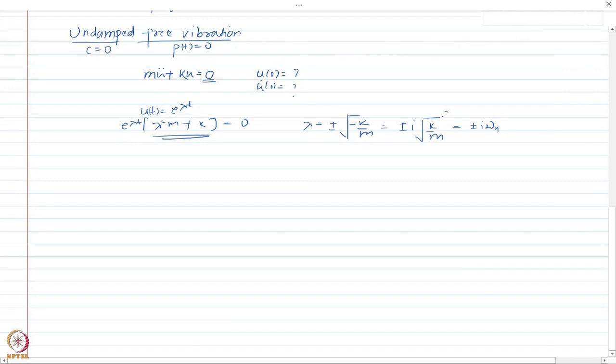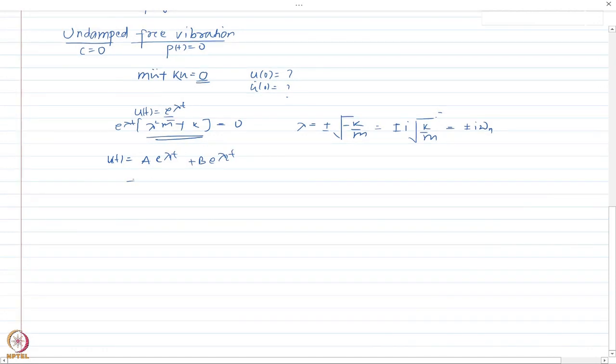We are going to discuss the significance of this omega n and this parameter, but let us first substitute our roots into the original equation, which is u of t. Because it has two roots, I'm going to write my solution as a linear combination of e to the power lambda 1 t, which represents the solution with respect to the first root, and then e to the power lambda 2 t, which corresponds to the second root. So I will get a e to the power minus i omega n t and then b e to the power i omega n t.